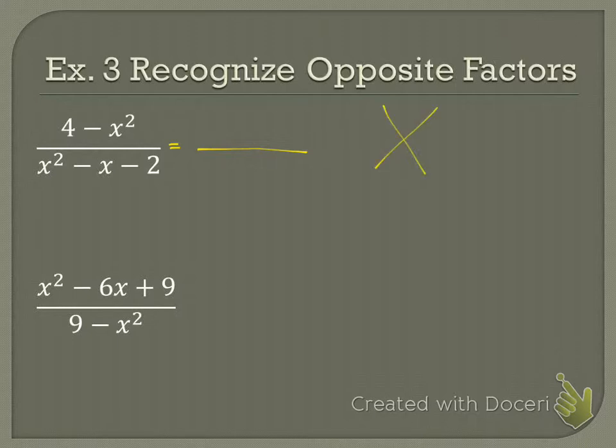So we do our x, negative 1, negative 2. What are the factors of 2? 1 and 2. And then 2 would be negative, 1 would be positive. Very good. So x plus 1, x minus 2.